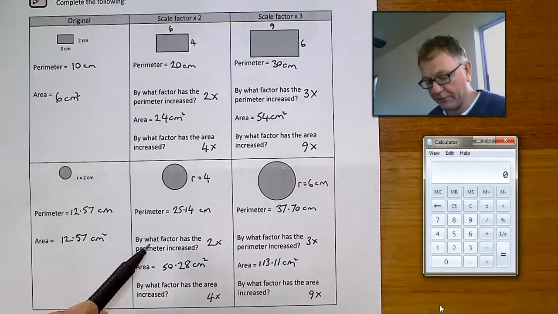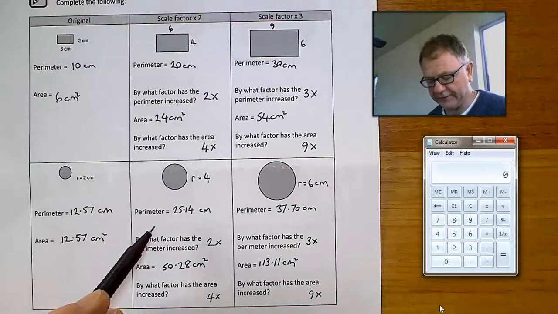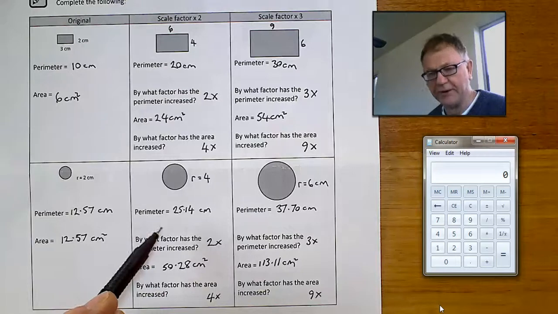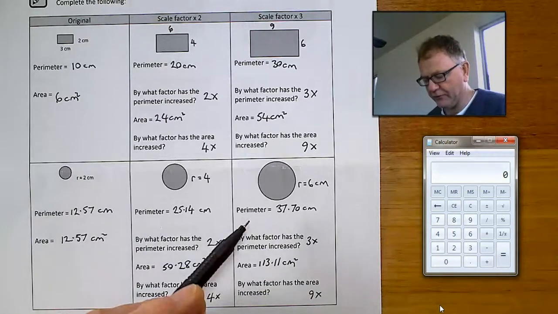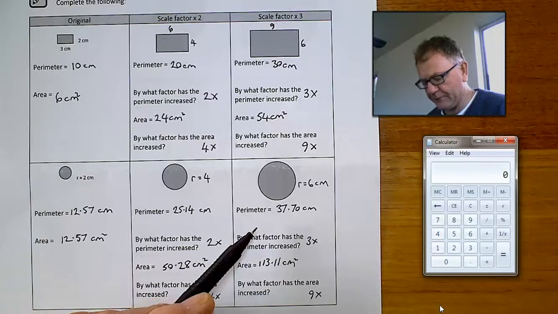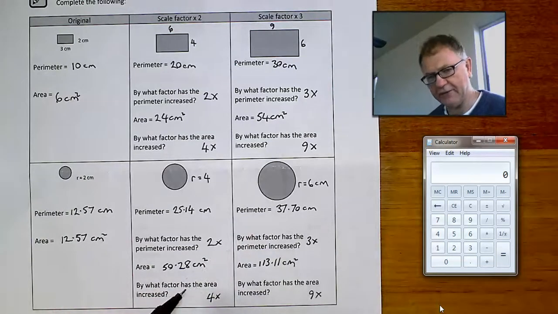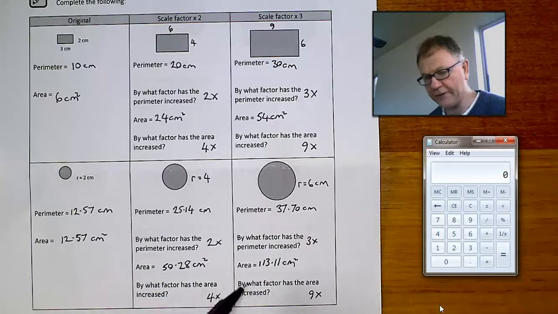Doubling the scale factor, the perimeter, or circumference in the case of a circle, doubled. Tripling the dimensions, tripling the radius, brought about a triple in the perimeter. But the areas, a doubling of the radius, brought about a 4 times increase in area, or a tripling the radius brought about a 9 times increase in area.